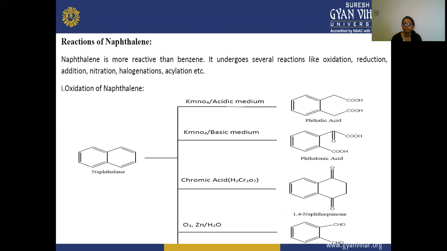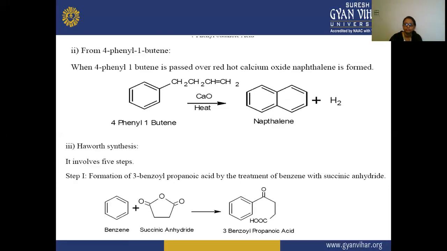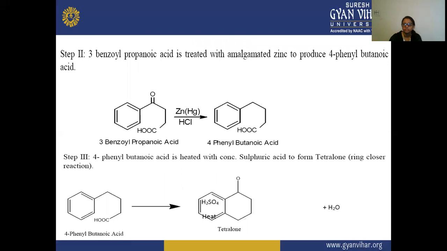So, reactions of naphthalene. Naphthalene is more reactive than benzene, and it undergoes several reactions like oxidation, reduction, addition, nitration, halogenation, and acylation. There are 3 methods for the preparation of naphthalene. First is the reaction in benzoyl, the first reaction is benzoyl propanoic acid. Second is from phenyl-1-butene, and third is the Haworth synthesis.